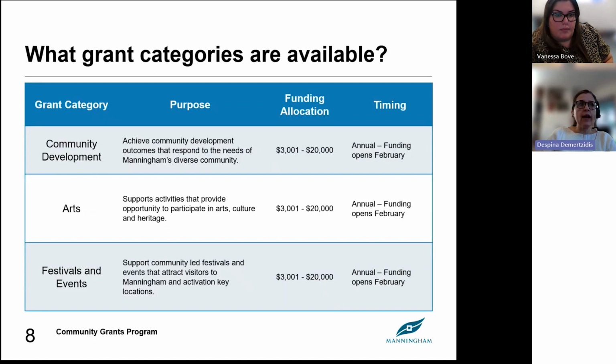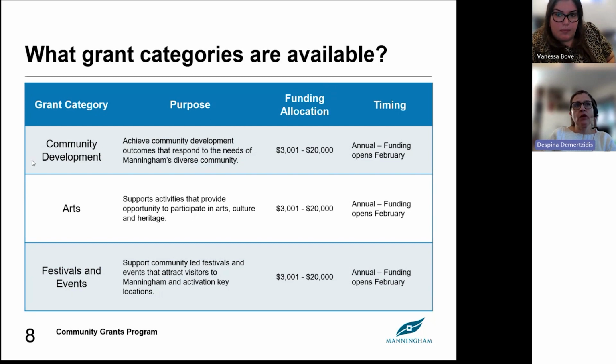So moving on, what grant categories are available? I'll go through them now. There's a total of 5. The 3 that are on this page are what we call annual grants. They are all offered once a year, and applications for these opened on the 5th of Feb and will close on the 12th of March. For all of them, funding available is $3,001 to $20,000.